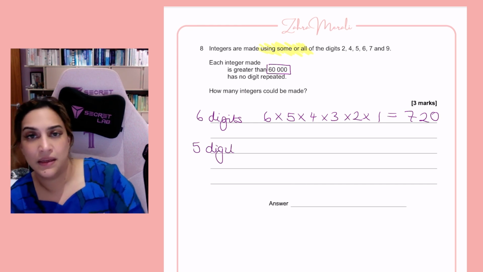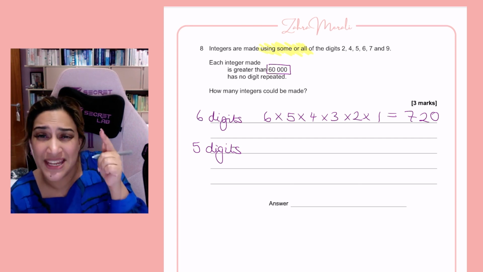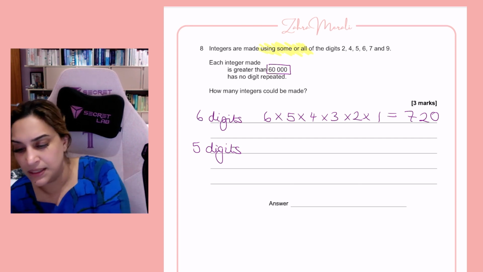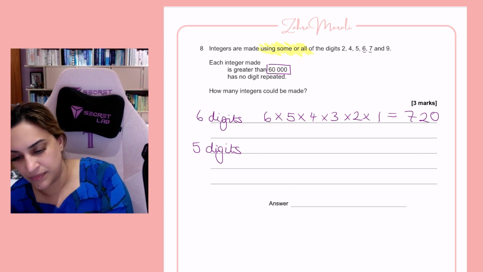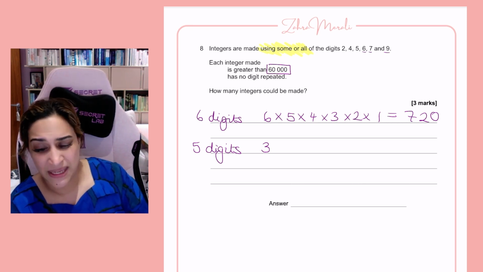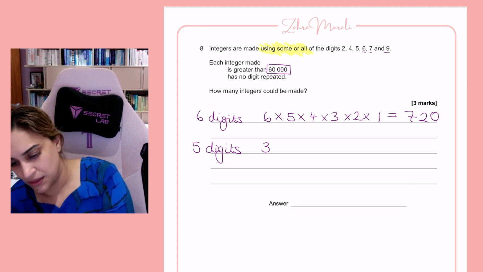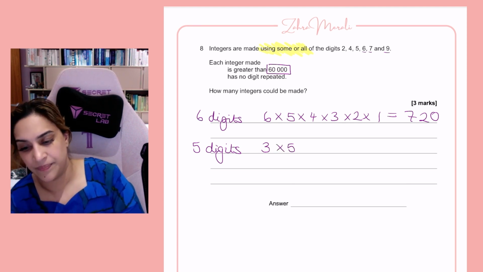Now, if we were to use 5 digits, we want it to be bigger than 60,000. So the only options for the first number are 6, 7 and 9. So we've got 3 options for the first number. For the second number, it can be any of the 6 except for the one we've used to start with. So we've got 5 options.